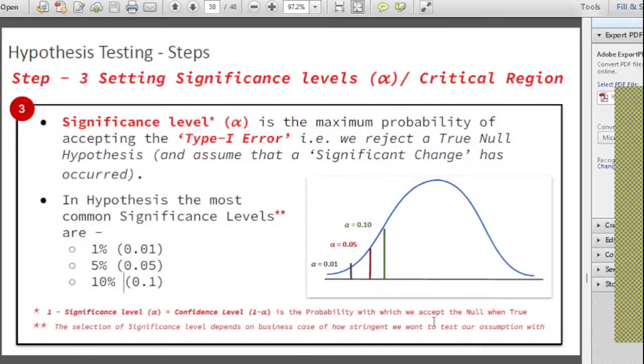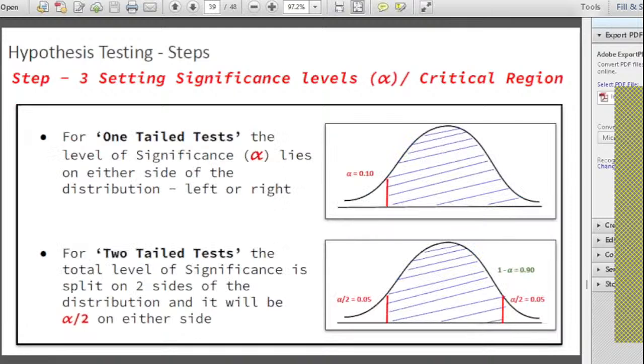This is like the second point, as I've already discussed. If you want to test very stringent levels of errors, you are not taking very few errors. You want to test your sample at a very precise level. With preciseness, you will go with 1%. If you don't want it to be very stringent, you will go with 10%. So this is clear. What is confidence level also?